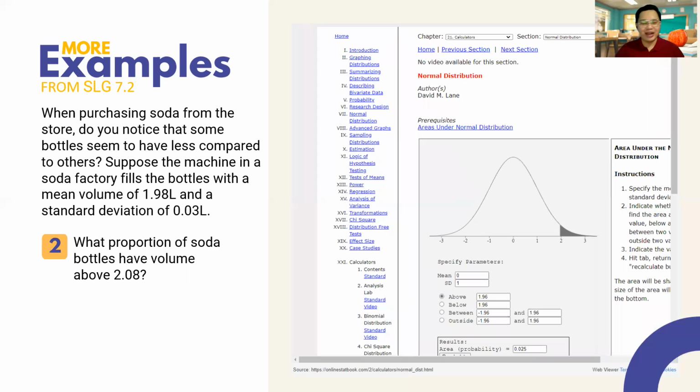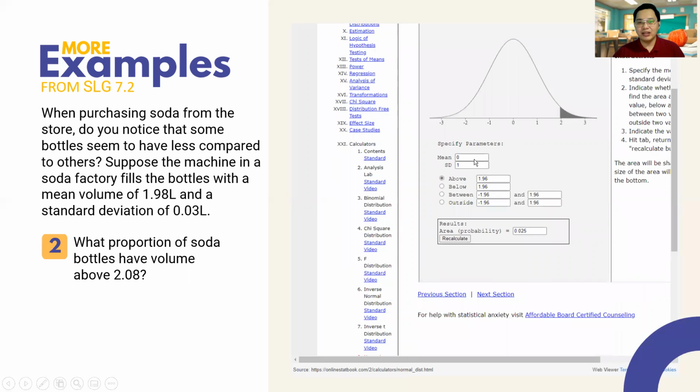This time we are asked what proportion of the soda bottles would have a volume that's above 2.08, given the same data that we have. Using the same online calculator, we enter the mean again, which is 1.98, and the standard deviation is 0.03. Since we're interested in the proportion above 2.08, let me select above, enter the value 2.08, and press enter.